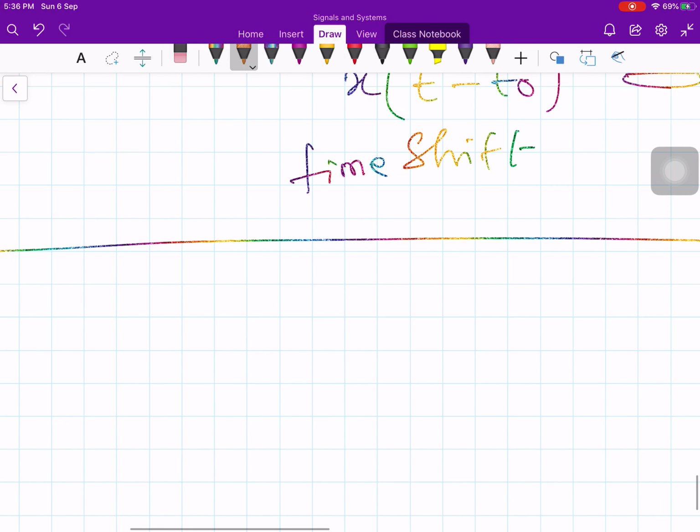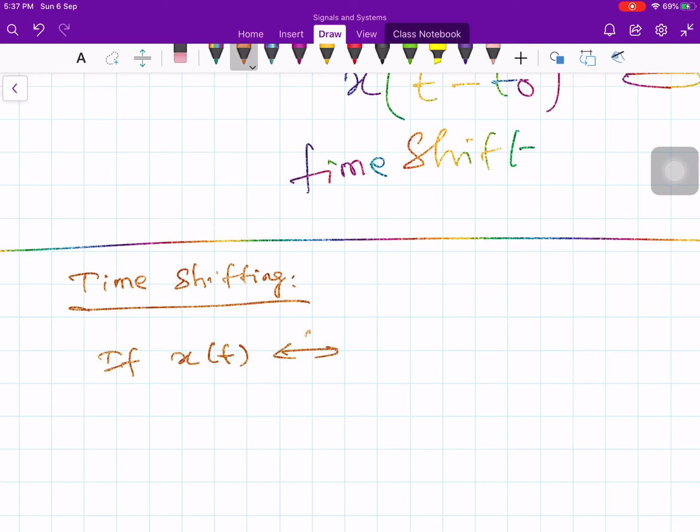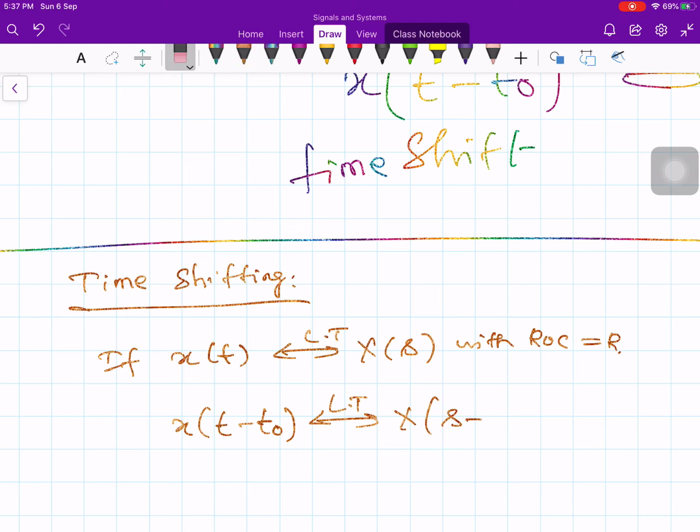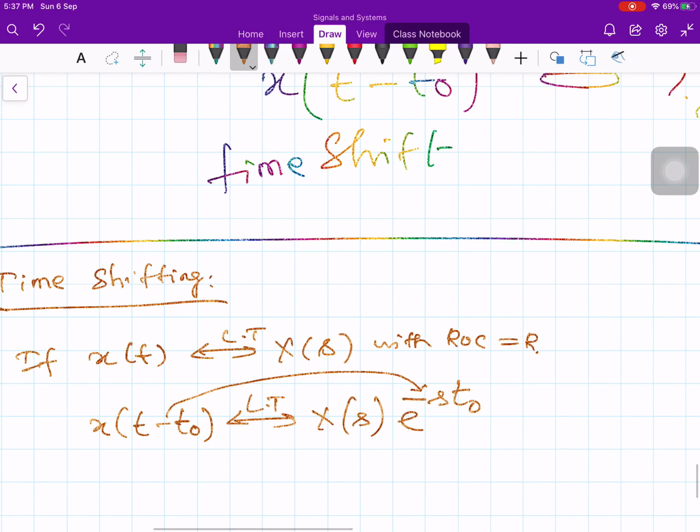So time shifting. This property says if x of t has Laplace transform x of s with ROC equal to R, then if you shift the signal by an amount, x of t minus t naught, it has the Laplace transform x of s multiplied by e to the minus s times t naught. This minus sign will come as it is, there is no change, especially in the time. With ROC equal to the same region of convergence. And this property is very, very straightforward to prove.